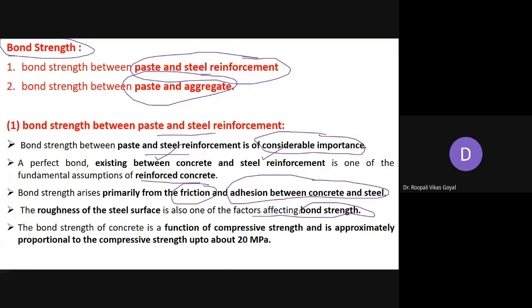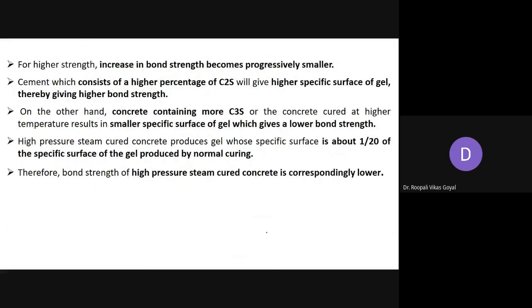So the bond strength of concrete is a function of compressive strength and is approximately proportional to compressive strength up to 20 megapascal. Up to 20 MPa you can say it's a function of compressive strength. So this is directly proportional up to 20 MPa. The better the bond, the better the compressive strength. But for higher strength, the increase in bond strength becomes progressively smaller. As the strength of concrete increases, this bond strength becomes progressively smaller.